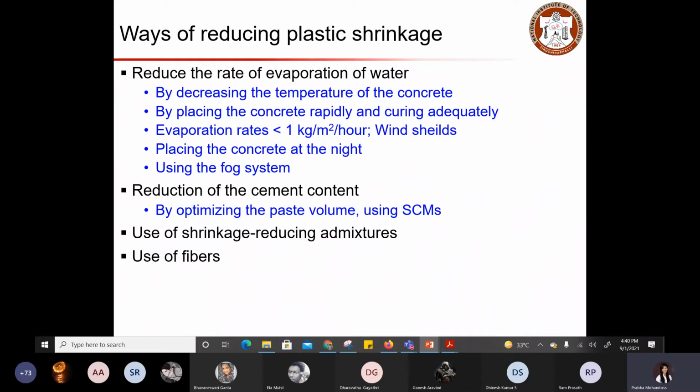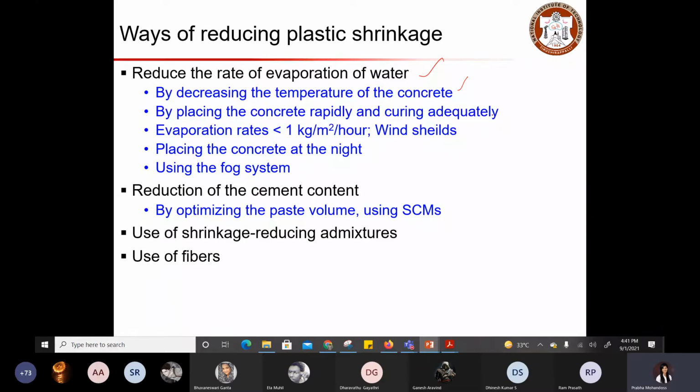So the way to reduce plastic shrinkage is to reduce the rate of evaporation of water. When you deal with large constructions, there is some equipment available for reducing the rate of evaporation of water itself. How can you do that? You can increase the temperature of your concrete, and ensure adequate curing, by placing the concrete rapidly and curing it adequately.